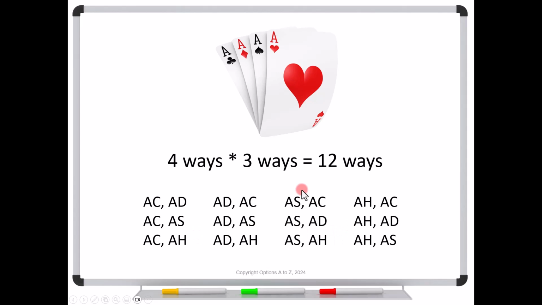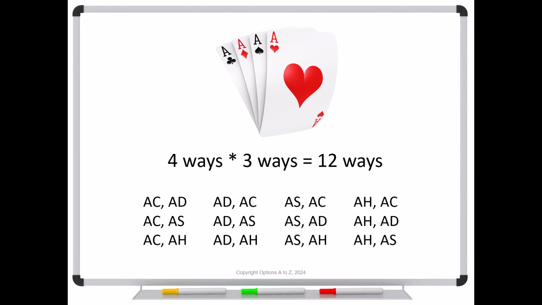What if we wanted to count the number of ways we could draw all 4 cards? Well, there would be 4 ways to draw the first, 3 ways to draw the second, 2 ways to draw the third, and then finally 1 way to draw the fourth. And so there would be 24 ways that we could arrange these 4 cards. Okay, so that's just some of the basics that we use for counting techniques.